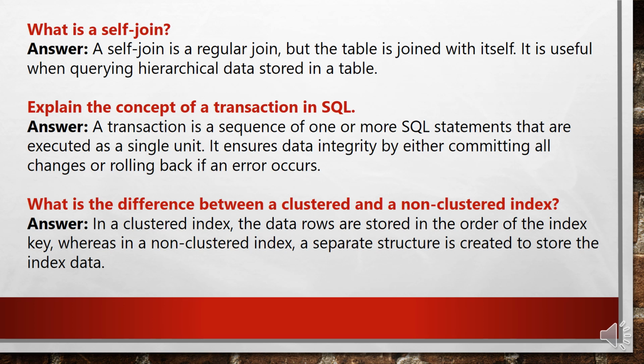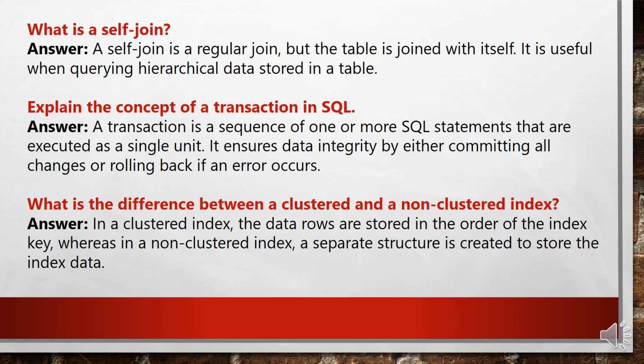What is the self join? A self join is a regular join, but the table is joined with itself. It is useful when querying hierarchical data stored in a table. Explain the concept of transaction in a SQL. A transaction is a sequence of one or more SQL statements that are executed as a single unit. It ensures data integrity by either committing all the changes or rolling back if an error occurs.